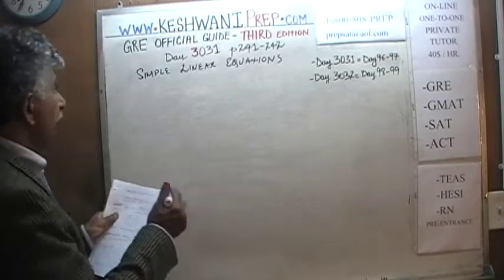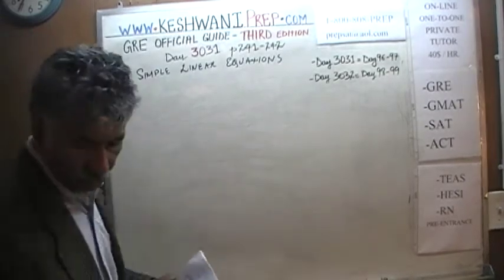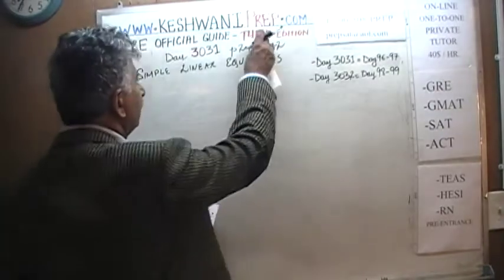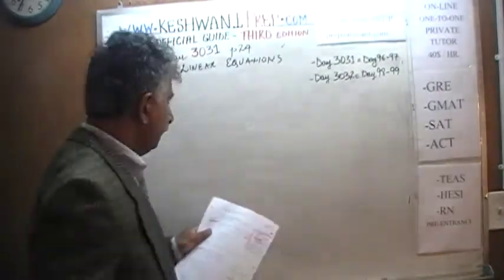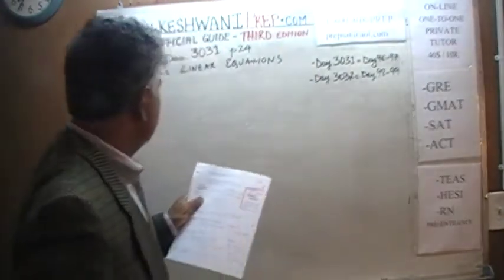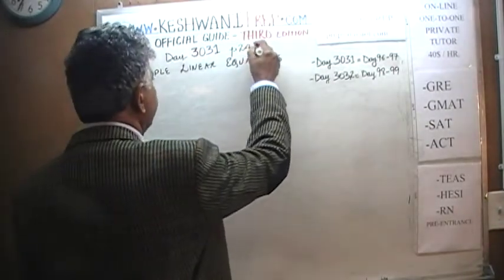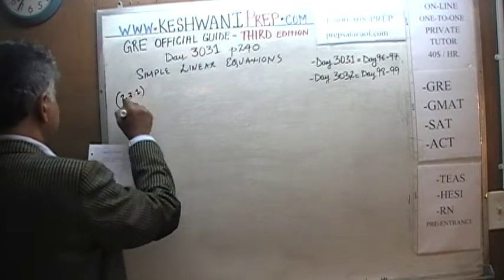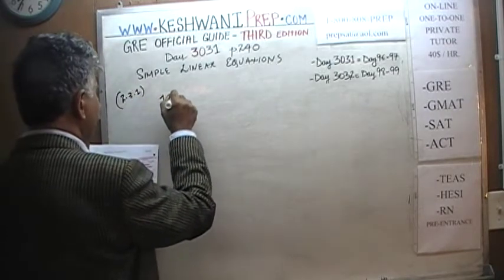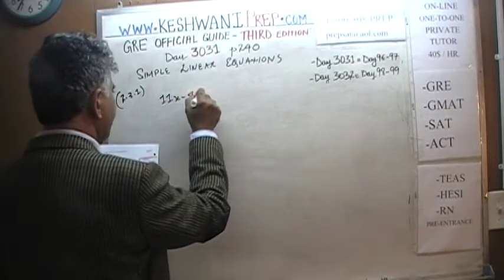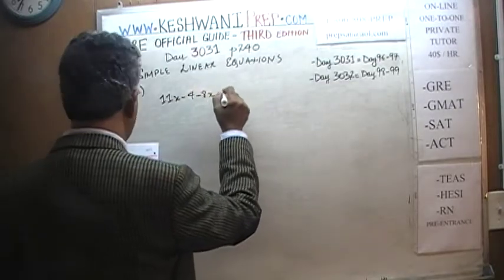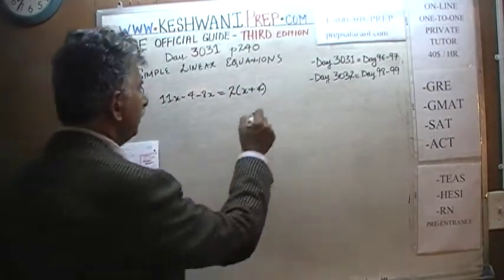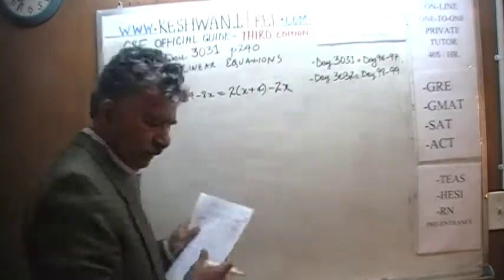Here we go. We are on page number 240. I don't know why it says 241. We are on page number 240. Page 240, 2.3.1, a simple equation that is given to us: 11x minus 4 minus 8x is equal to 2 times x plus 4 minus 2x.